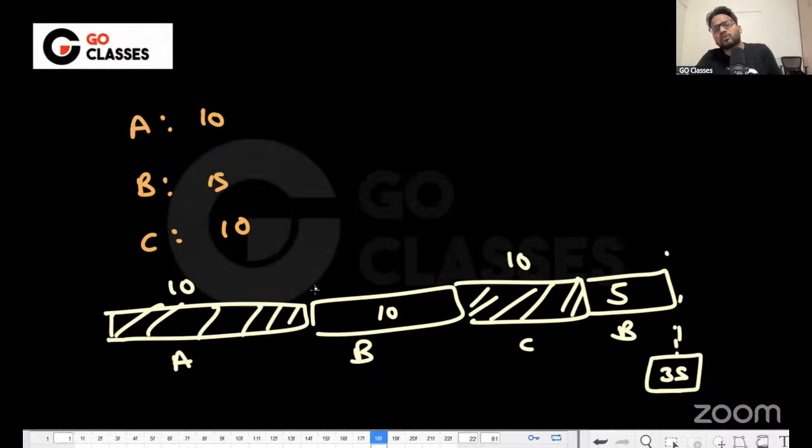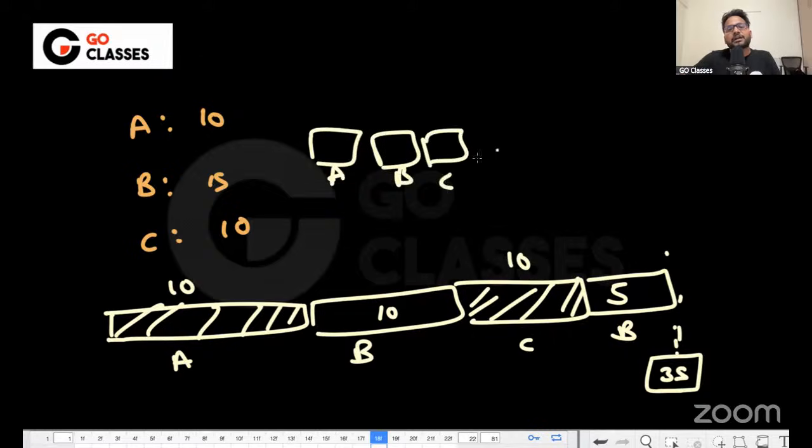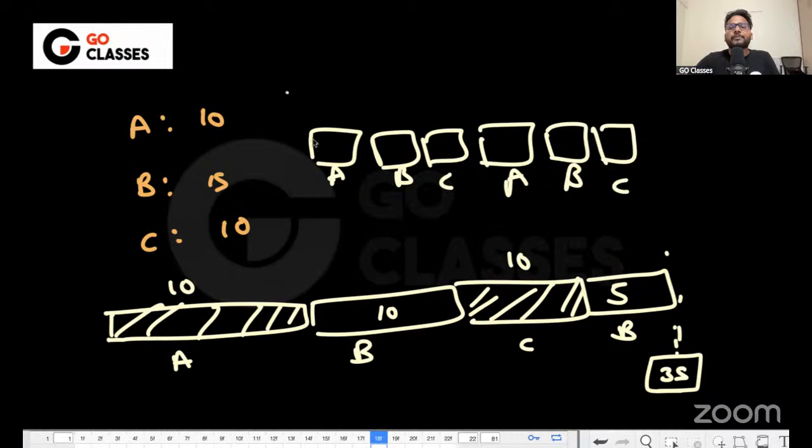Even if the quanta is 2, it doesn't matter. Basically what will happen, A will run for 2, then B will run, then C will run, then A will run for 2, then B, then C. But ultimately B has to finish at the end. In any case, B cannot finish before 35. If the quanta is less than 15, then I don't think B can finish before 35.